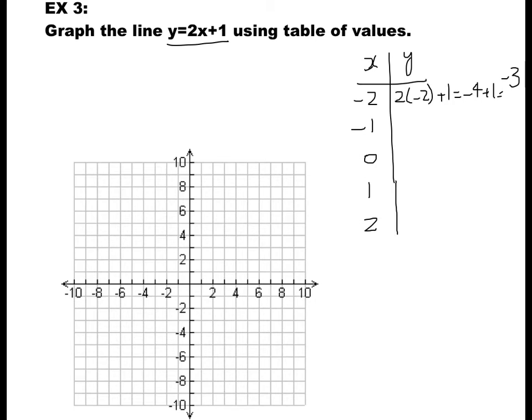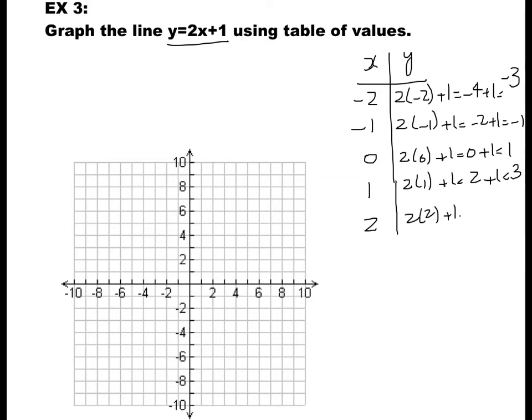Now I'm going to evaluate at x equal to -1, so it's 2 times -1 plus 1, which is -2 plus 1, which is -1. Now I'm going to evaluate at 0, so it's going to be 2 times 0 plus 1, which is 0 plus 1, which is 1. Now at 1 is 2 times 1 plus 1 is 2 plus 1, which is 3. Then at 2 is 2 times 2 plus 1, which is 4 plus 1, which is 5.